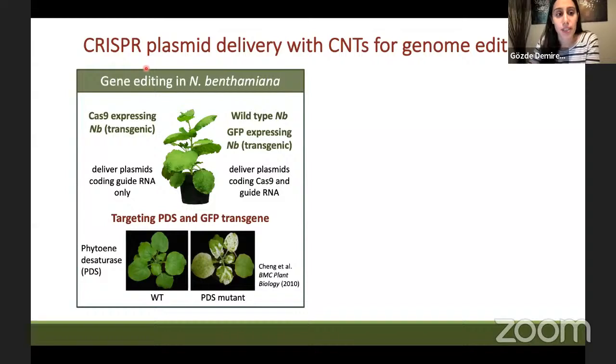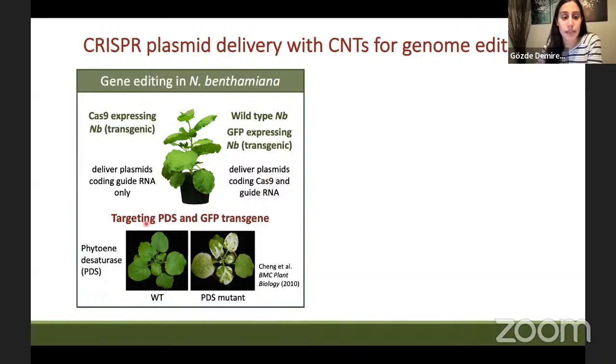So we have done all of the gene editing studies in Nicotiana benthamiana, the tobacco plant. So I'm going to show a couple of experiments. The first one we used Cas9 expressing transgenic tobacco. So then we would only need to deliver guide RNA plasmids. So it's an easier place to start again. And we have also done the similar experiments in the wild type tobacco and in the GFP expressing tobacco so that we can knock out the GFP expression. And in these cases, we would need to deliver plasmids coding both the Cas9 and the guide RNA.